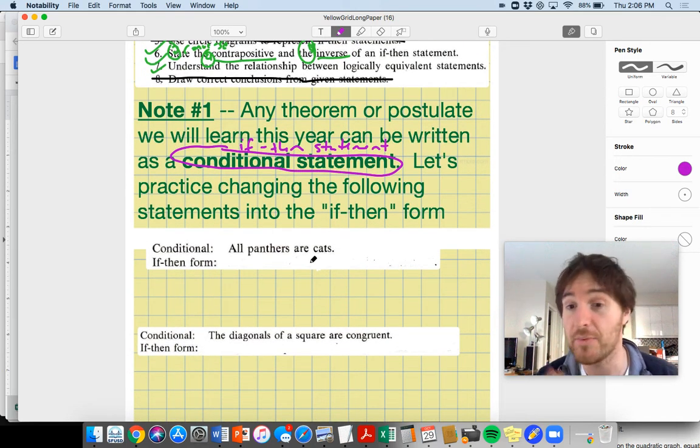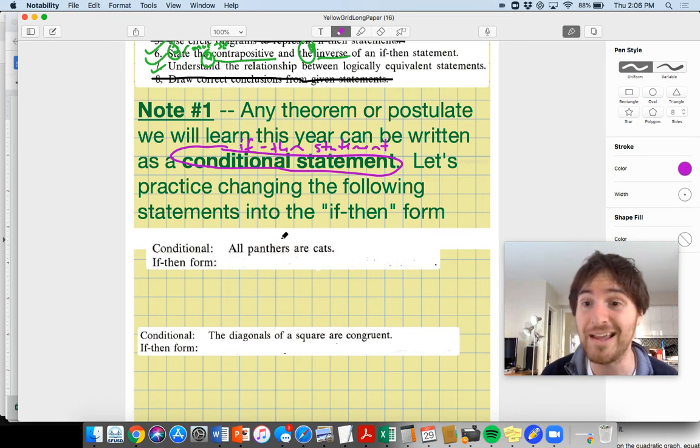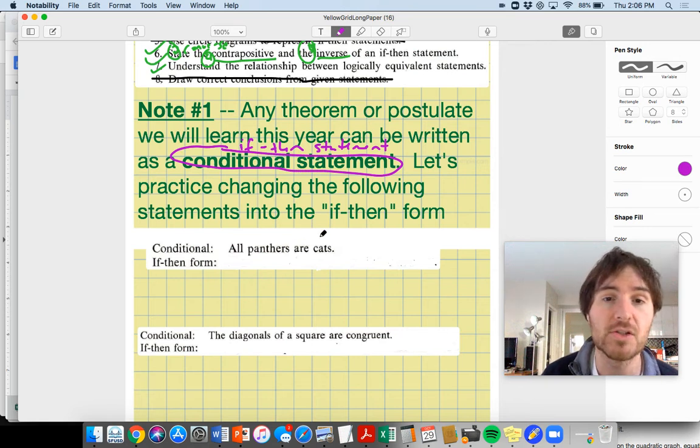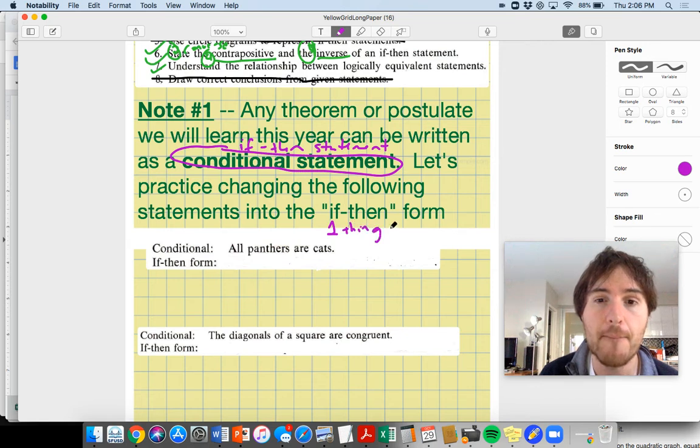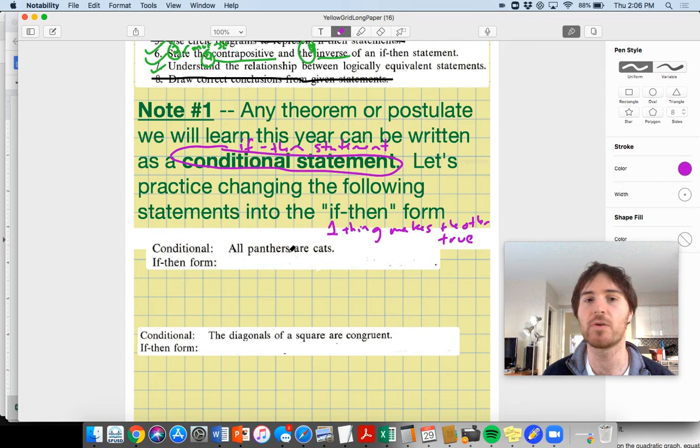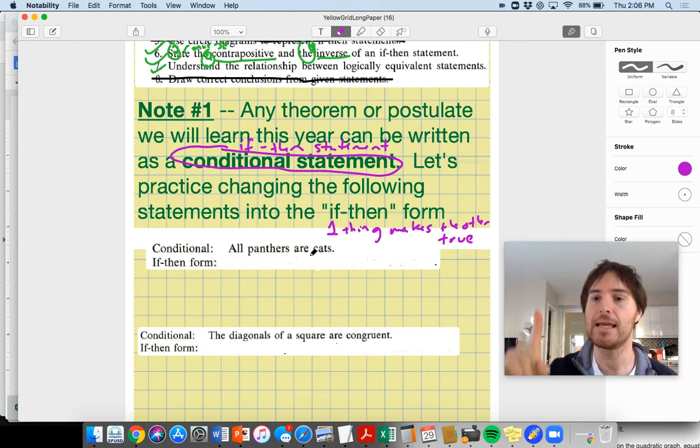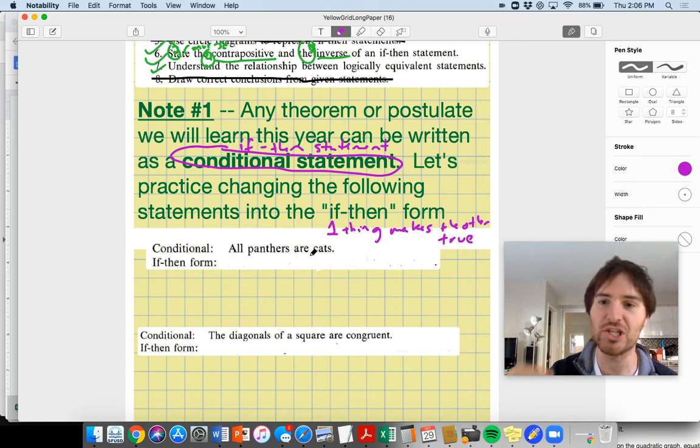All right, conditional statement here. Believe it or not, this is a conditional statement. One thing establishes another. You have to look for this: one thing stated here makes the other true. Or in other words, all panthers are cats. What are the nouns here? We have panthers and cats. If we knew one of these nouns were true, then under that condition it would be sufficient to establish that the other noun has to be true.